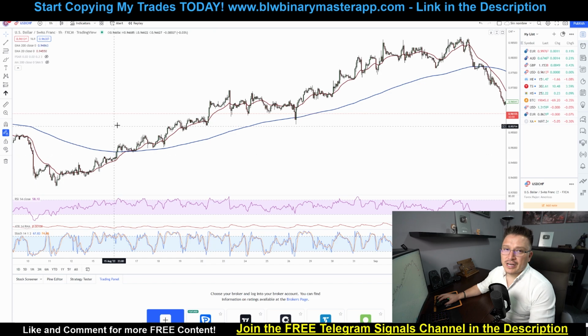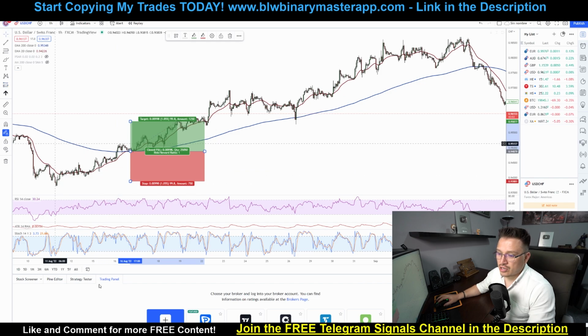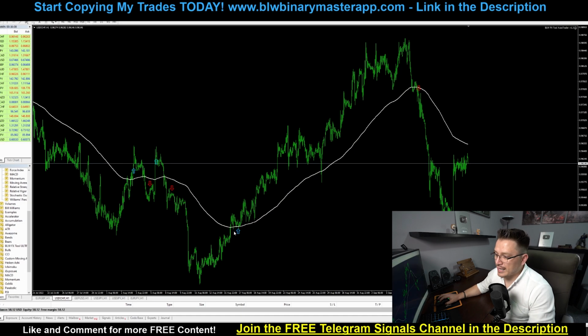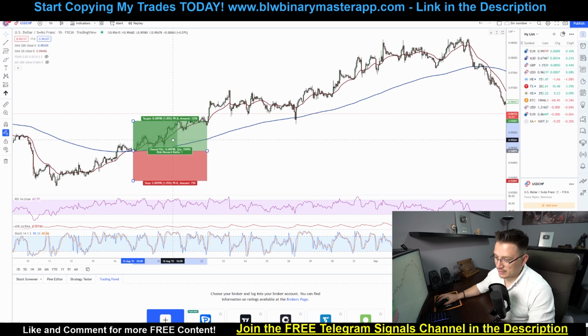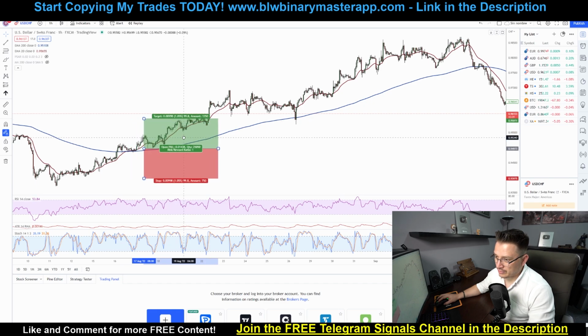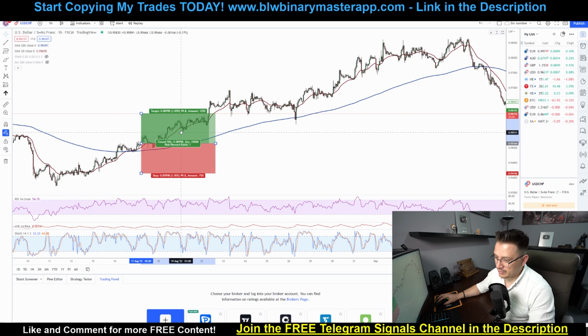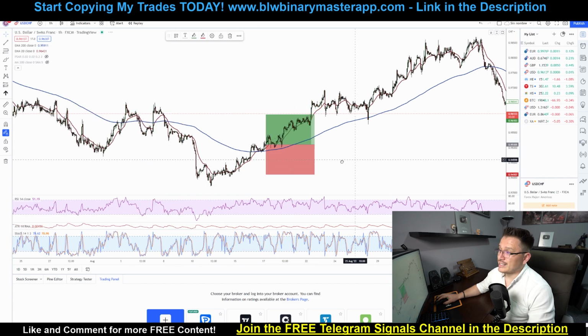This is a moving average indicator. It gives you entry points on moving averages. If you take a look at the entry price, this signal was sent on August the 17th. So it's pretty much around here. Let's say it was around here, August 17th, and this is where the signal was actually sent.